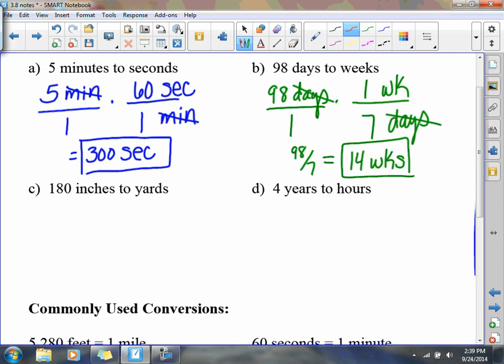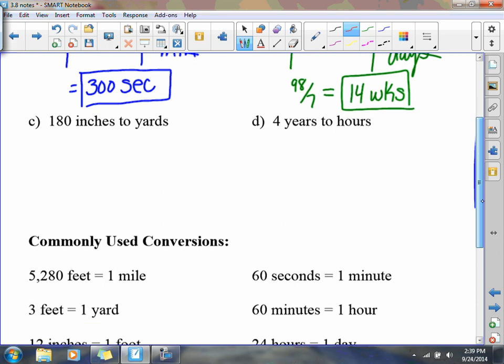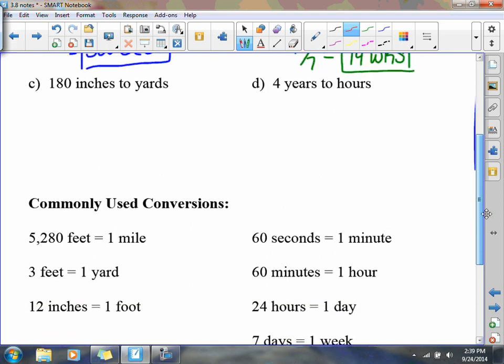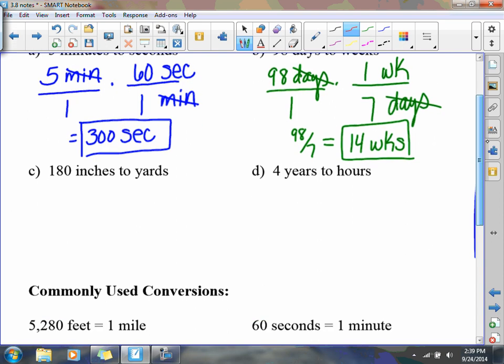Okay, part C, we have 180 inches, and we're going to change that to yards. And I don't know offhand how many inches are in a yard. I do. You secretly could do this in 1 step, but I'm going to show you how to do this in 2 steps. Okay? I might not know how many inches are in a yard, but I know there's 12 inches in a foot. So there's 12 inches in 1 foot. And then there's 3 feet in 1 yard. So I'm going to do a 2-step conversion here instead of just a 1-step.